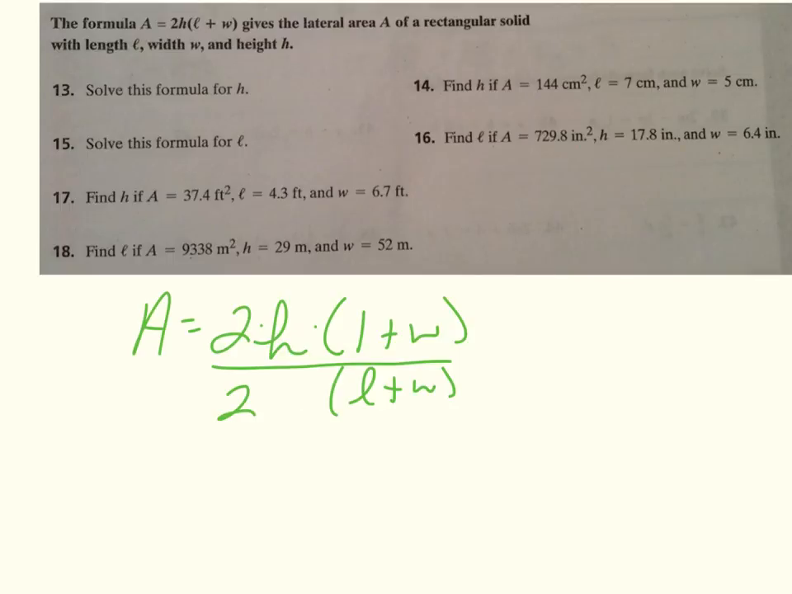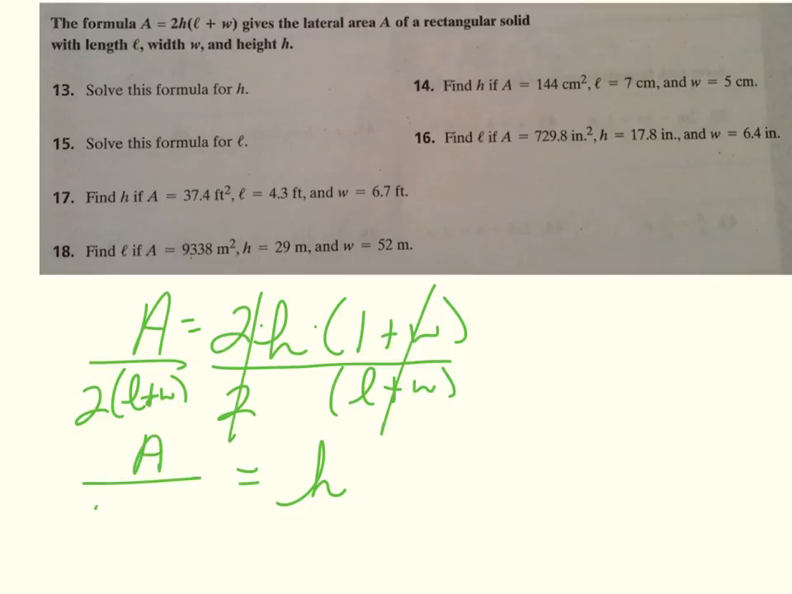So when I divide both sides by that, I'm going to divide both sides by 2, and I'm going to squeeze these together. L plus W. 2's cancel out. L plus W cancel out. And I'm left with H equals the area divided by 2 times L plus W. And then when you go to number 14 or number 17, you'll just plug in A, you'll plug in the L, you'll plug in the W, and you'll solve for H.